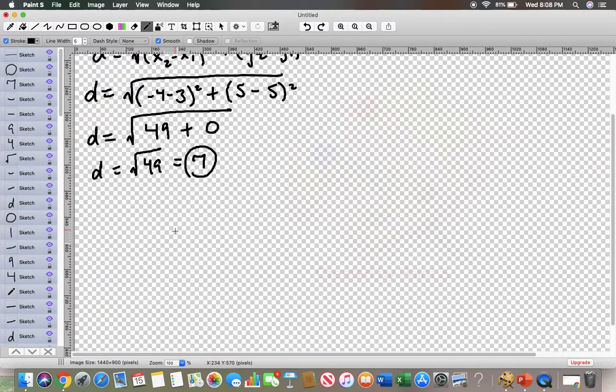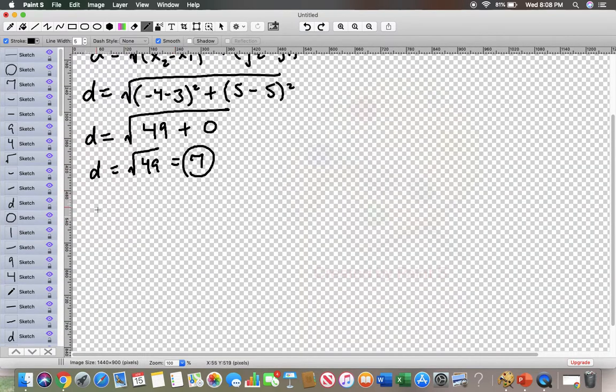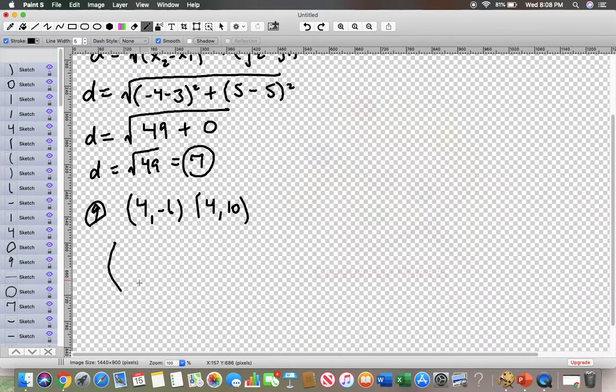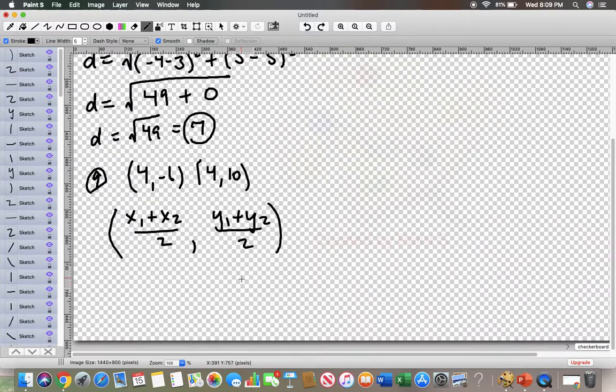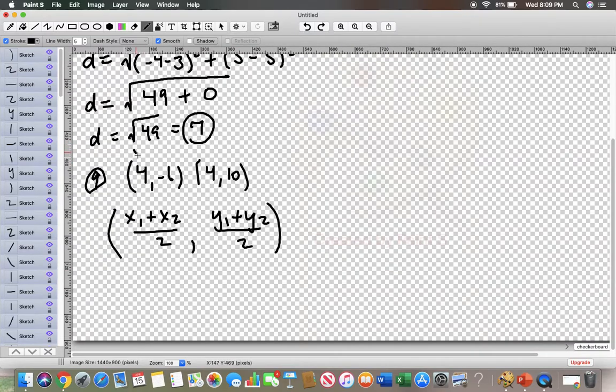Let's move to number 9. Now we're finding the midpoint of these segments. My 2 points are (4, -6) and (4, 10). The first thing I want to do is put my midpoint formula down here. That's x sub 1 plus x sub 2 all over 2, and then y sub 1 plus y sub 2 all over 2. This is going to be a coordinate. Label my points, and then just plug them in.